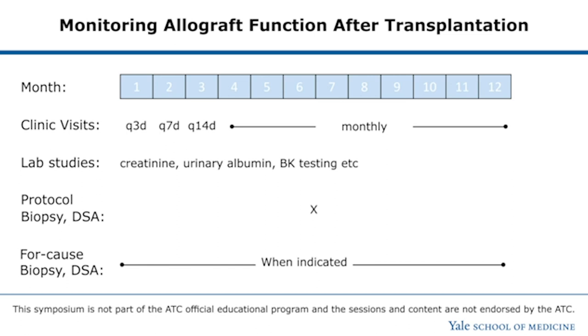So, like most programs, we very carefully monitor our patients in the time period immediately after the transplant. We have over 20 clinic visits scheduled in the first year after transplant, including two a week in month one, one a week in month two, and two in the third month. With all these visits, we do a whole panel of lab studies, including traditional biomarkers of kidney function, like creatinine and urinary albumin. We also do for-cause biopsies at any time when we suspect trouble with the allograft. And further, at the six-month mark, we do a protocol biopsy.